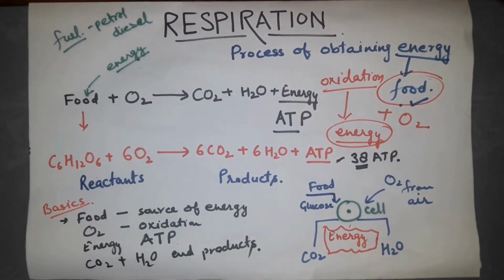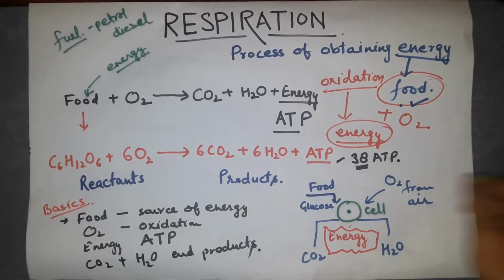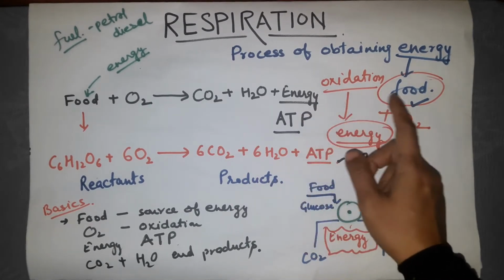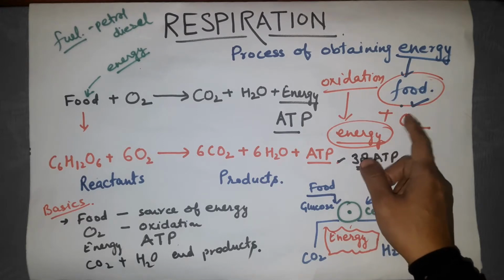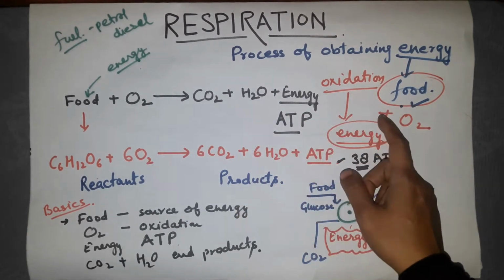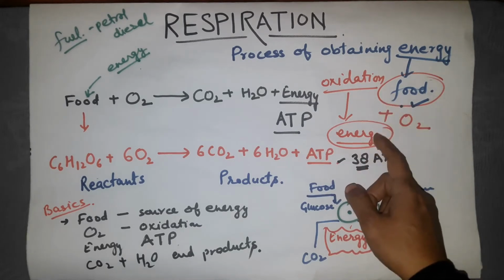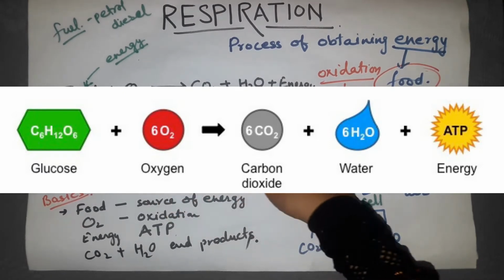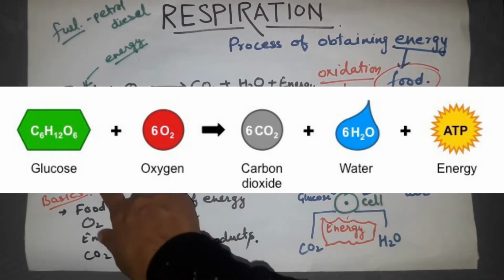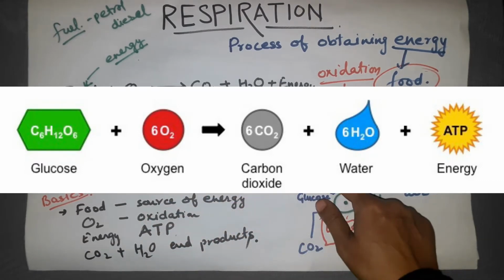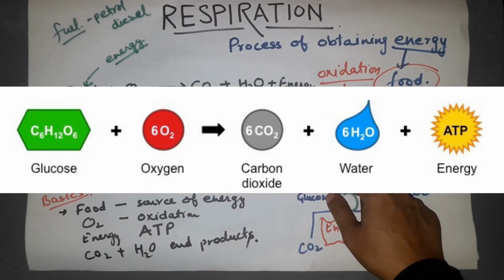Dear children, in the previous video I had explained to you the general process of respiration. What is that process? The process of obtaining energy with the help of food is called respiration. And what happens in respiration? The oxidation of food happens and the energy is released. So here you can see the equation of respiration: food plus oxygen gives carbon dioxide, water, and the energy is released in the form of ATP, adenosine triphosphate.